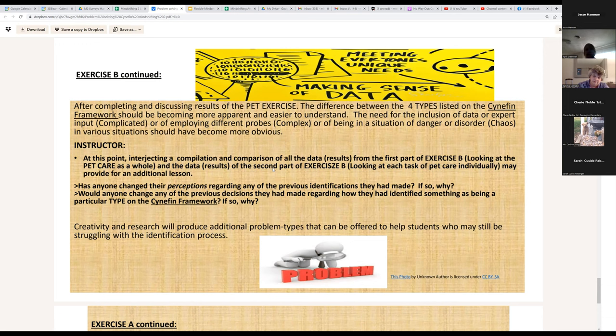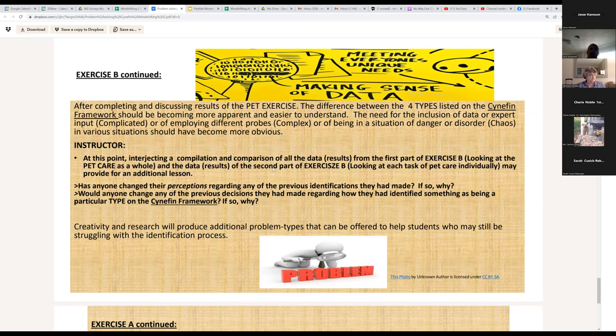Would anyone change any of the previous decisions they'd made regarding how they'd identified something as being a particular type? So maybe you thought a tropical fish would be simple. But then after you looked into it, well, yikes, it's not really so simple. It's more complicated. So did their perceptions change?